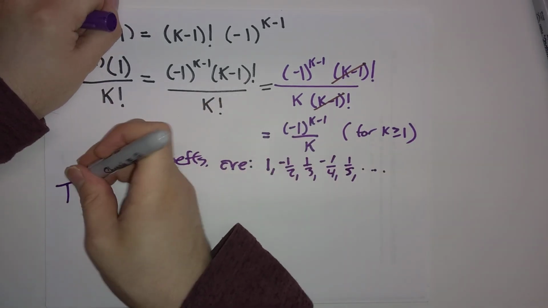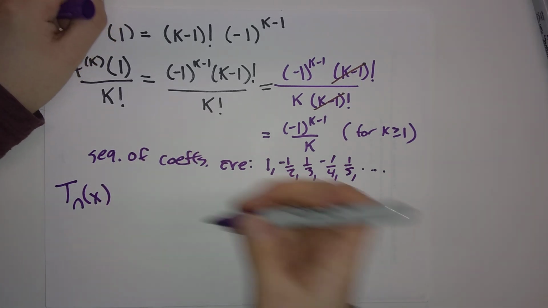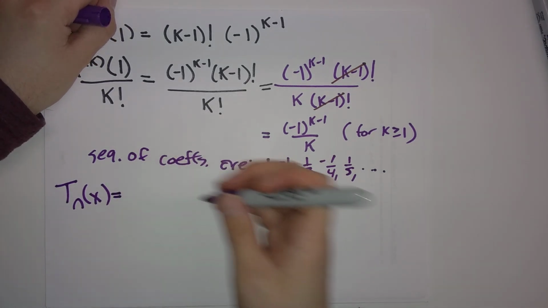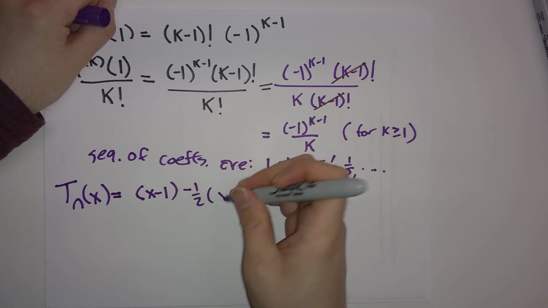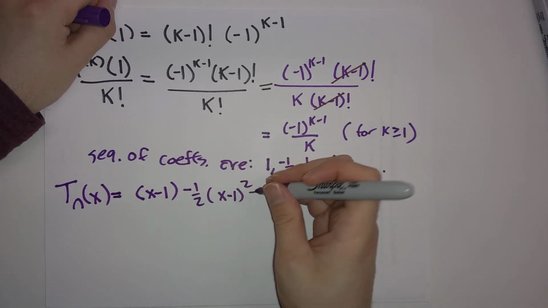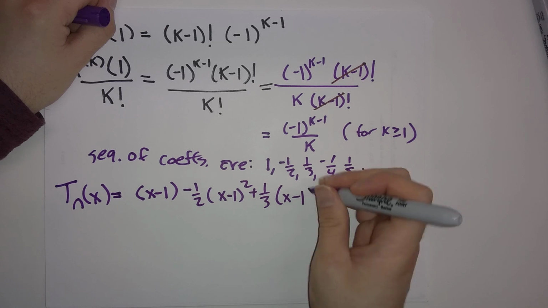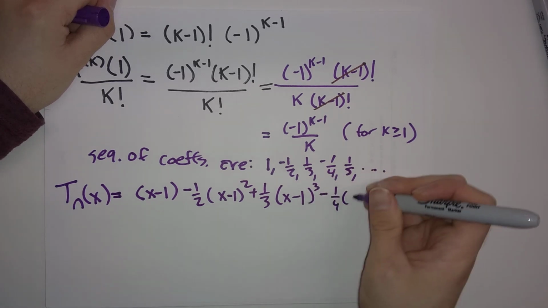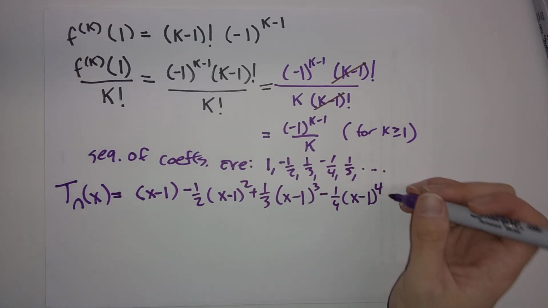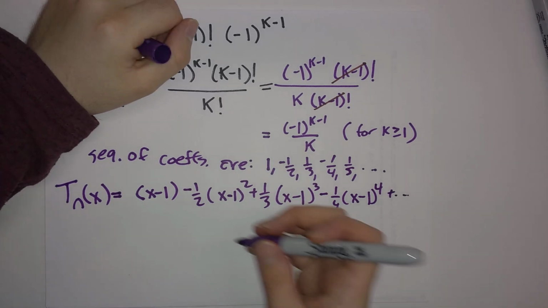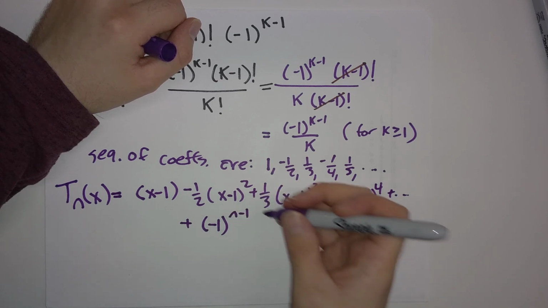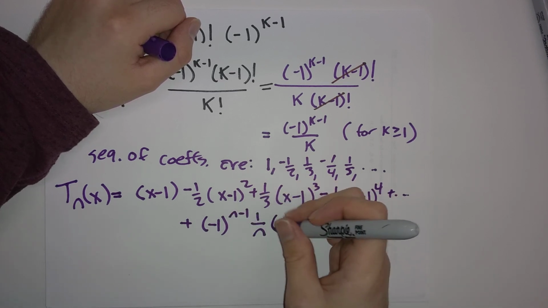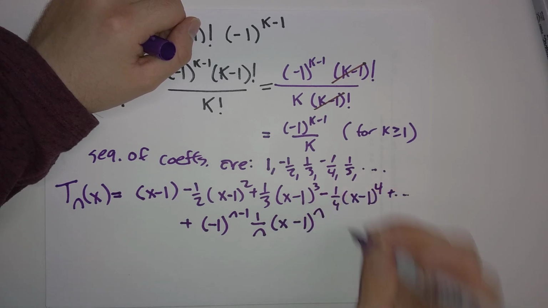So our final answer here, T sub n of x, is going to be 1 times (x minus 1), minus 1/2 times (x minus 1) squared, plus 1/3 times (x minus 1) cubed, minus 1/4 times (x minus 1) to the 4th, and so on. And this would go all the way out to (minus 1) to the n minus 1 times 1 over n times (x minus 1) to the n.